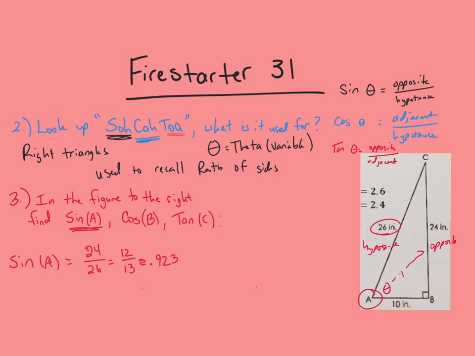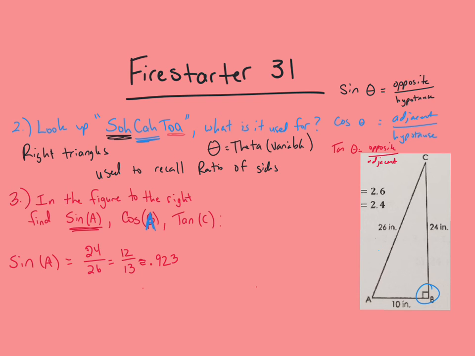So now I'm going to do cosine. Now I'm actually going to change this to A, because I was trying to see if anybody would notice that B cannot be theta because it's the right angle. It just makes things really difficult and not very possible. So we're going to change it to cosine of A. If you figured out that cosine of B was not feasible because it's the right angle, well then you're pretty good.